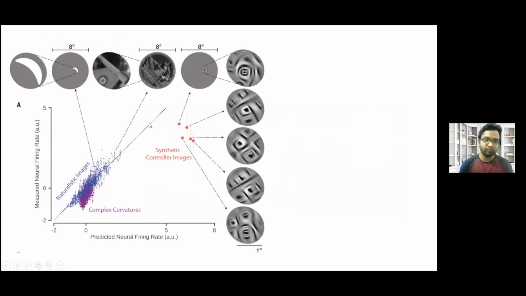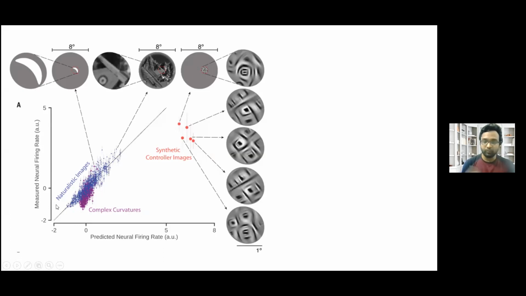So this is what they see over here. Let me go through this a bit more in detail. On the x-axis, what we see is the predicted neural activity, and on the y-axis is the measured firing rate. That is what they get from the experimental data. They've shown a bunch of natural images and also curvatures like over here, and they get a certain firing rate. Some images evoke high activity and some images evoke low activity. So there's a range of gradient.